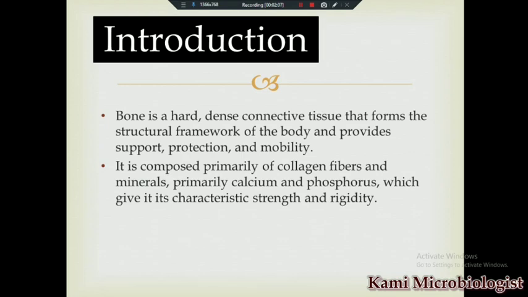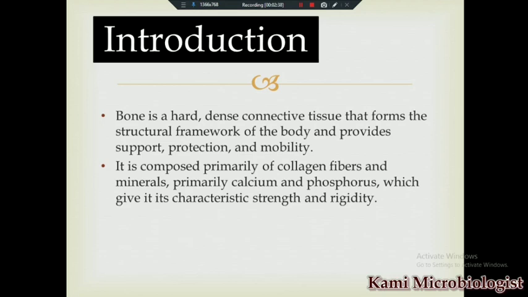Let's start the topic with the introduction. First of all, what is bone? As all of you know, bone is a hard connective tissue, or we can say dense connective tissue, and it makes the main structural framework of the body, the skeleton. In this way it provides protection, support and mobility to the body.